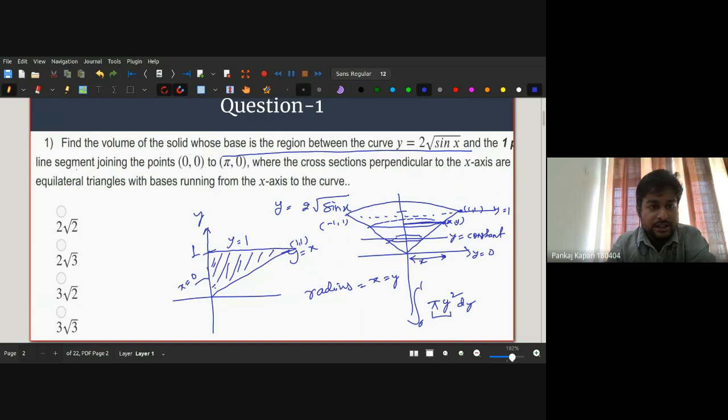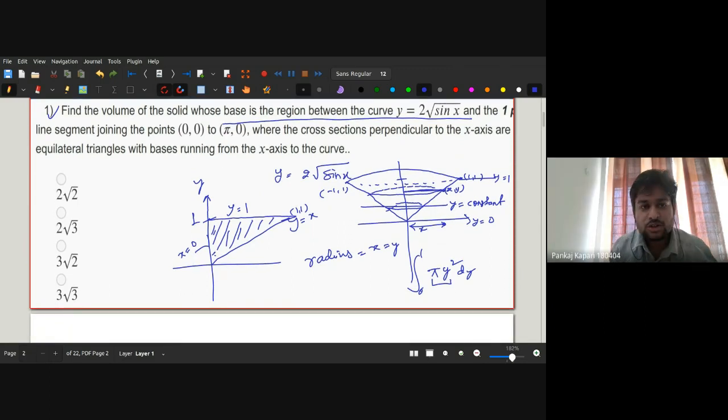In this particular case, in the first question, we have to find the volume of a solid whose cross section is already given. Whenever we are revolving a particular region of the plane about some axis, the cross sections will always be circular disks. But here the solid is not a solid of revolution. We are not revolving any region, but the cross section is already given.